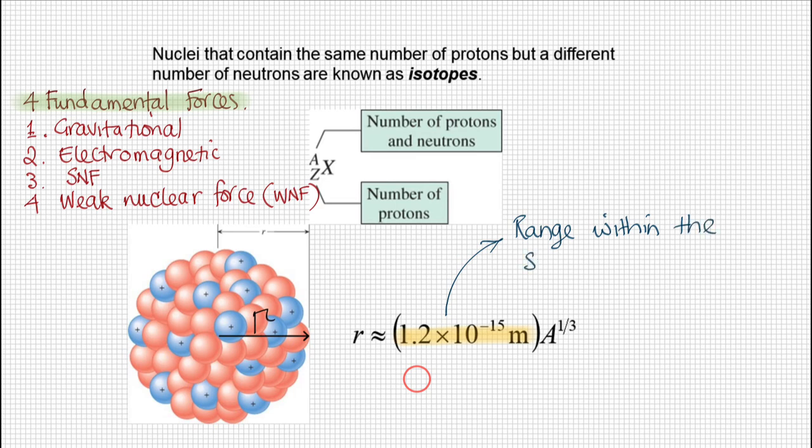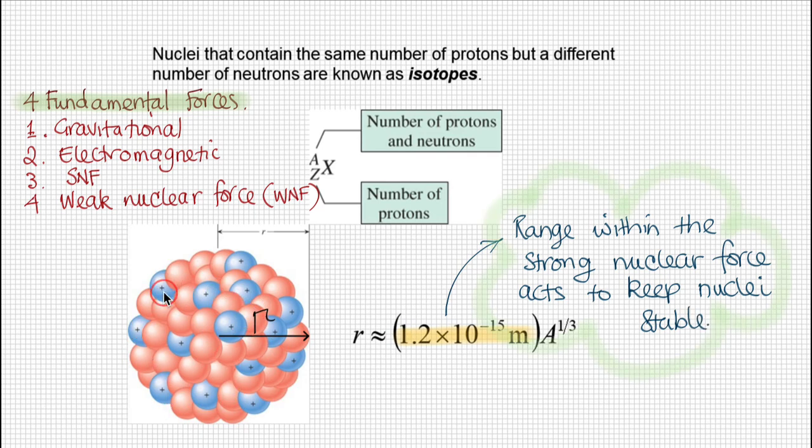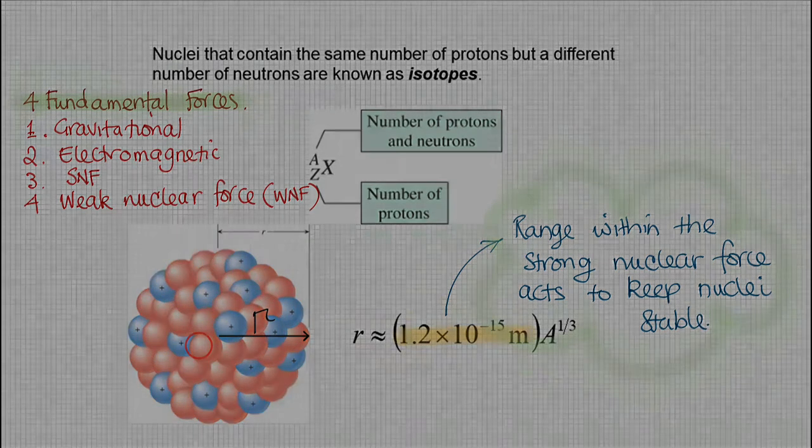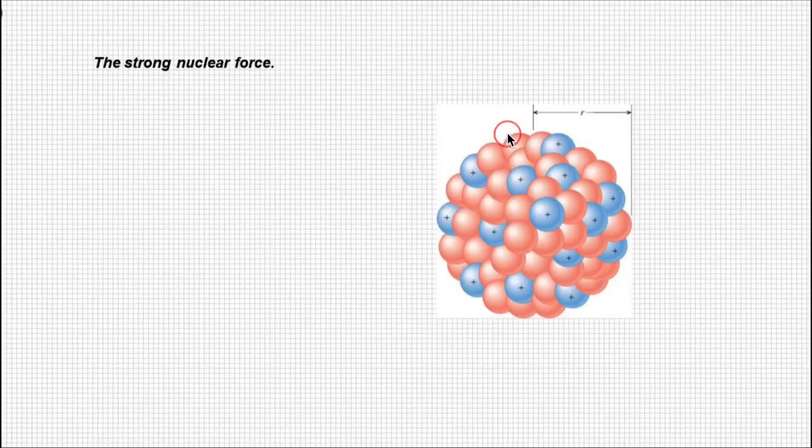So this represents roughly the range within which the strong force acts to keep all these nucleons together and to keep the atom stable. So let's have a look at the features of the strong nuclear force. There are 4 things that we can identify from these conclusions.